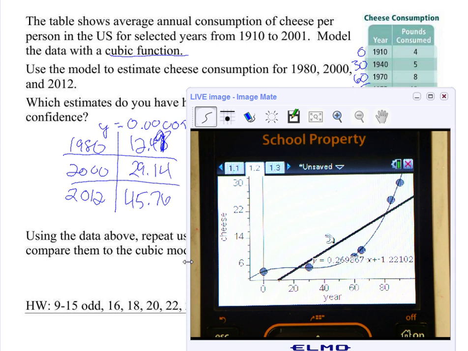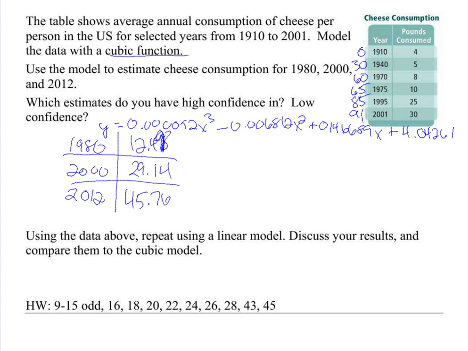Yeah, it says repeat using a linear model, using the data above. So let me write this equation down. It was 26 what? 987? Or just 98? So 987x minus something, right? 1.22. Okay, so now we have this linear model. Repeat. So we need 1980, 2000, and 2012.